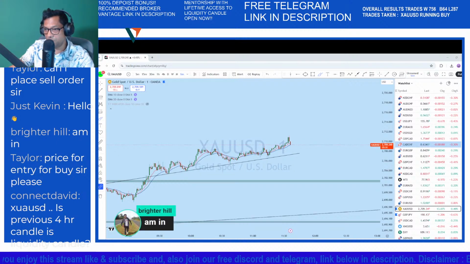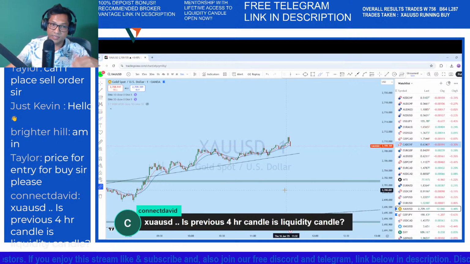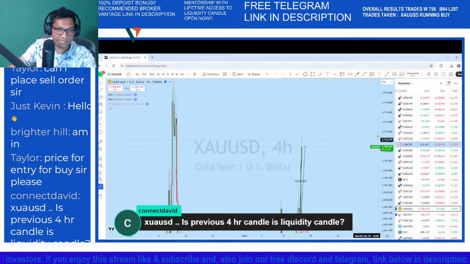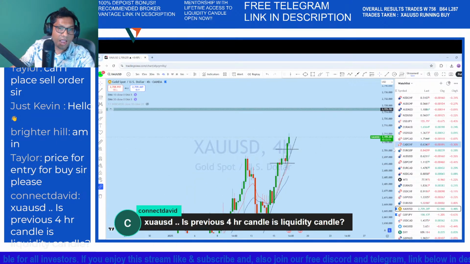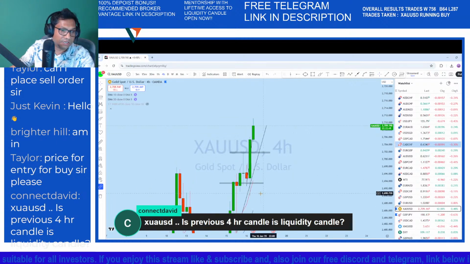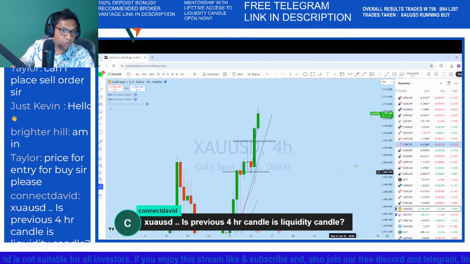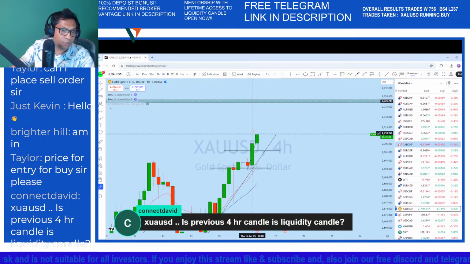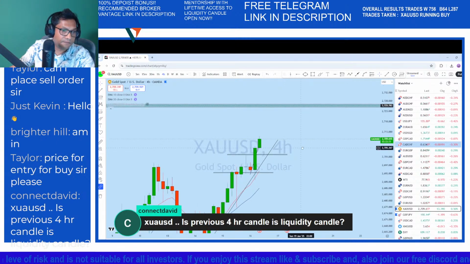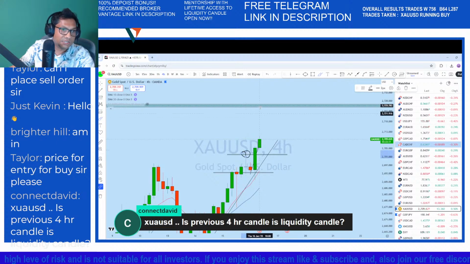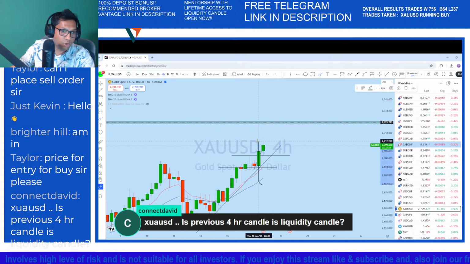Thank you very much. Price for entry, for buy, yes, XAUSD's previous 4-hour candle is the liquidity candle. So you see that previous 4-hour candle on XAUSD, this is a very important price action, and in this important price action you can see this is a 4-hour bullish engulfer. With this strong 4-hour bullish engulfer, if you look here, in that bullish engulfer this is a very important resistance line. Okay, so which is an important level of resistance, which is turning support here, and a strong bullish engulfer.